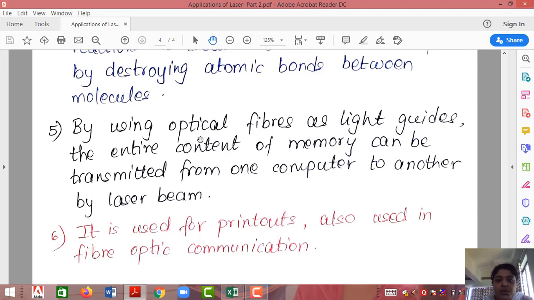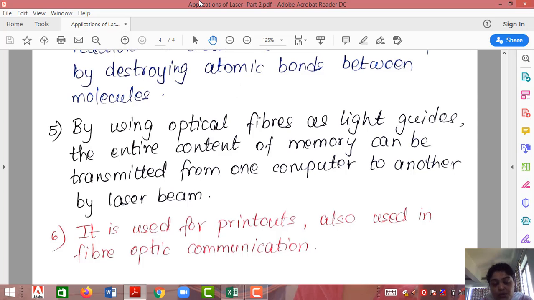Next, by using optical fibers as light guides, the entire content of memory can be transmitted from one computer to another computer by laser beam. Now, because laser does not spread, because laser is not absorbed by any medium, you can use optical fibers which are having laser as a part of medium, as a part of guide which carries the data.